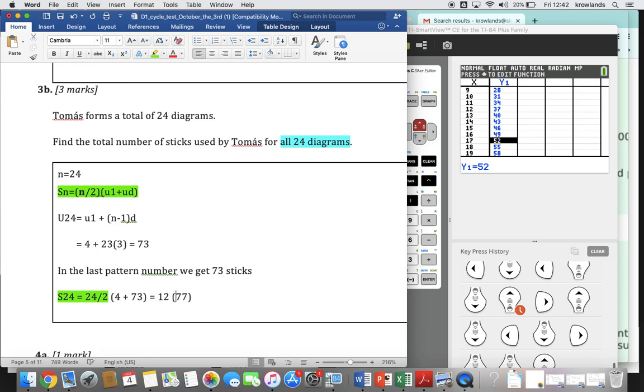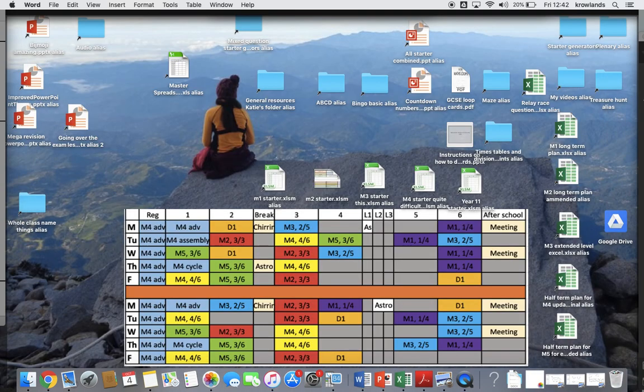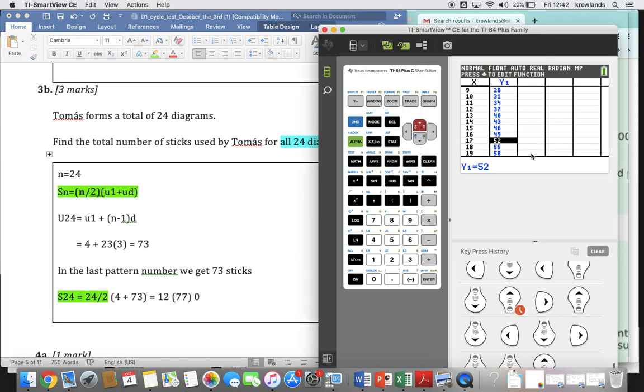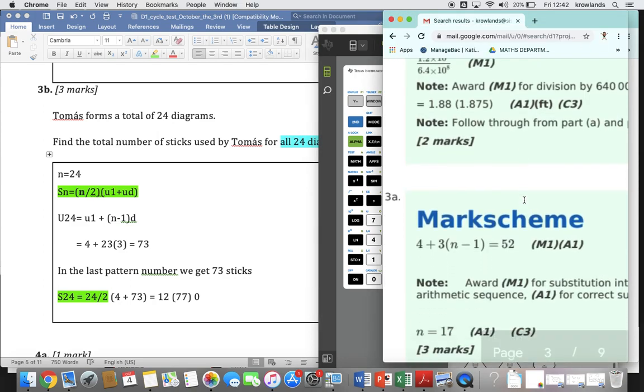Let's just double check the mark scheme and see if this is correct. So moving the calculator out the way, we're going to go to 3b.